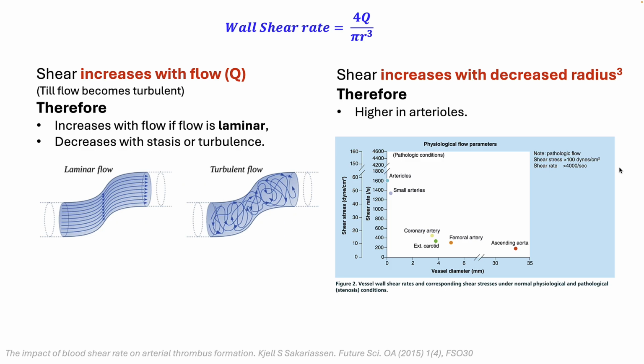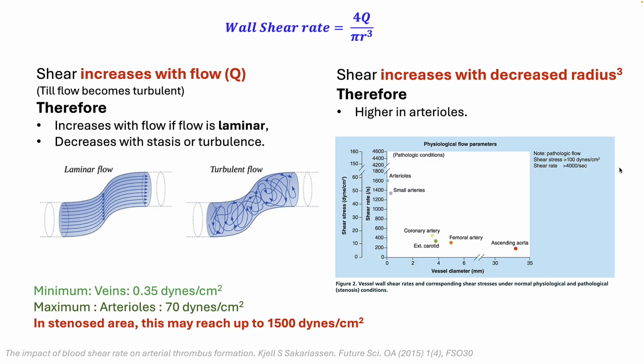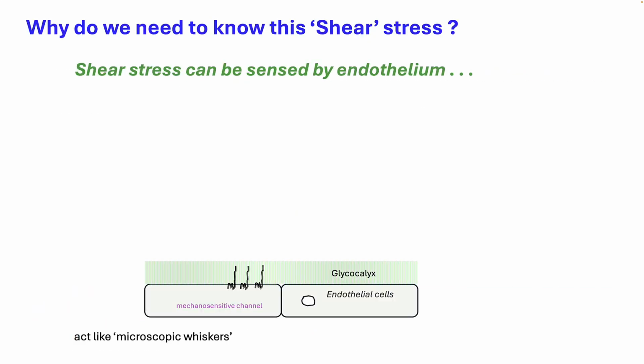Shear rate also increases with decreasing radius, so shear is much higher in arterioles than in the larger vessels. To give you an example, the venous shear rate is around 0.35 dynes per centimeter square, as compared to the arterioles, which reaches up to 70 dynes per centimeter square. So why do we need to know the shear stress?